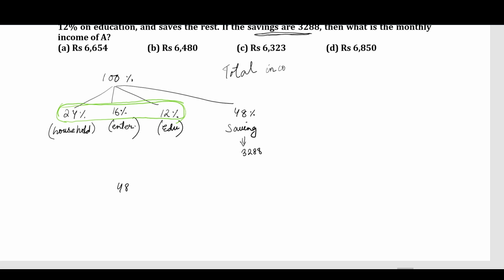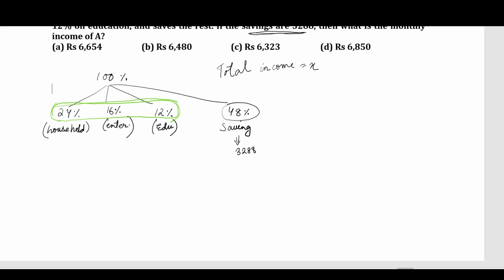Total income equals x. Then 48% is saving, so 48 by 100 into x will be equal to 3288. So 4 into 12 is 48, 4 into 8 is 32.